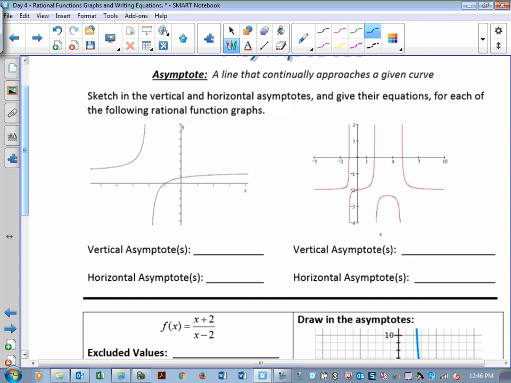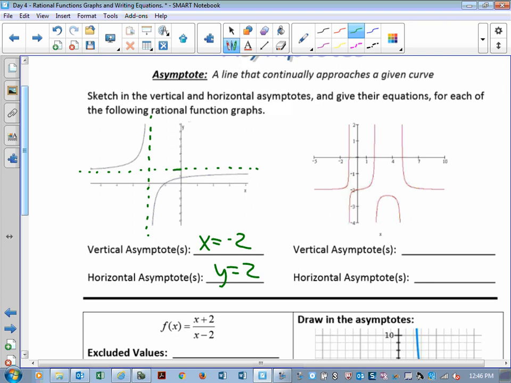All right, asymptotes. Well, I can look at that graph and I can draw in my asymptotes, right? I can look at it and I can say, well, I got a vertical asymptote there and I have a horizontal asymptote there. And what's the equation of my vertical asymptote? X equals -2. And what's the equation of my horizontal asymptote? Y equals 2. Okay, that's no big deal, right?